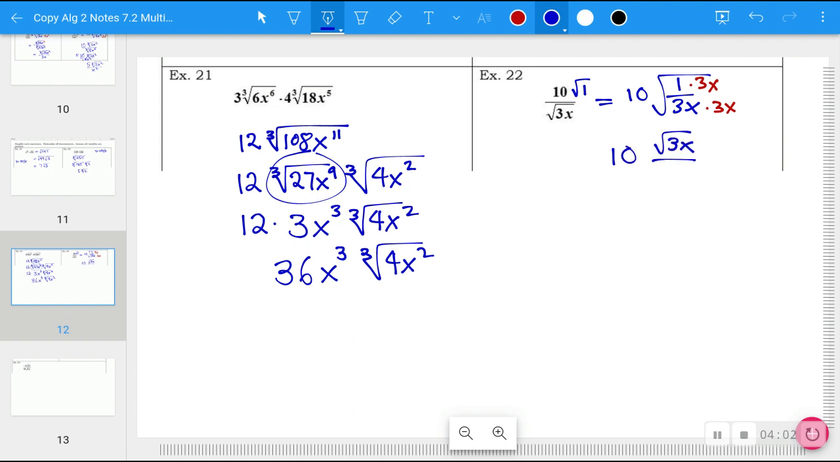The bottom is the square root of 9x squared. So now you have 10 square root of 3x on top, and the bottom simplifies to 3x. And that's as much simplifying as you can do on this problem.